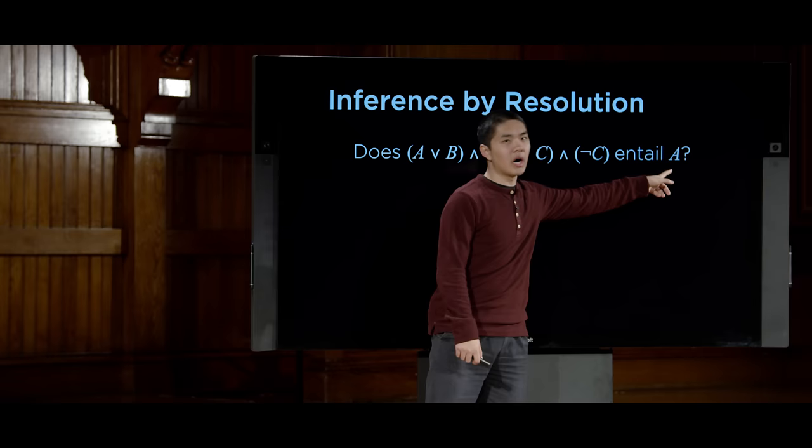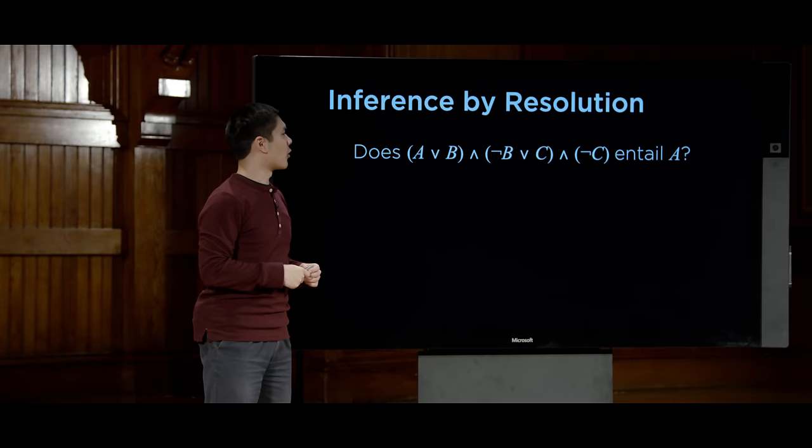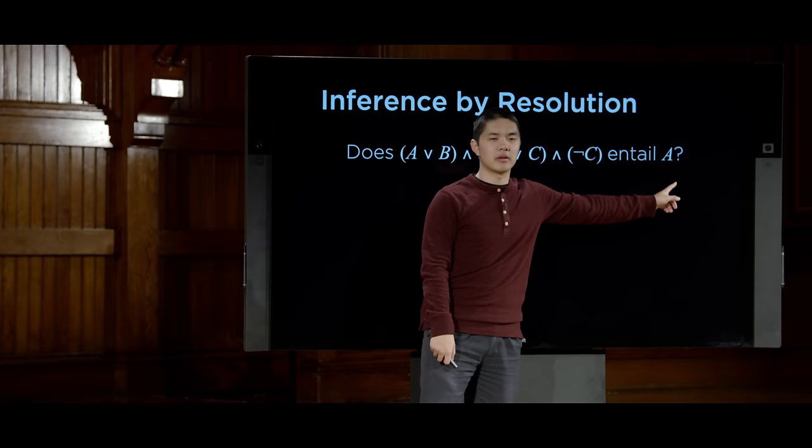So what do we do? Well, first, we want to prove by contradiction. So we want to first assume that A is false and see if that leads to some sort of contradiction.